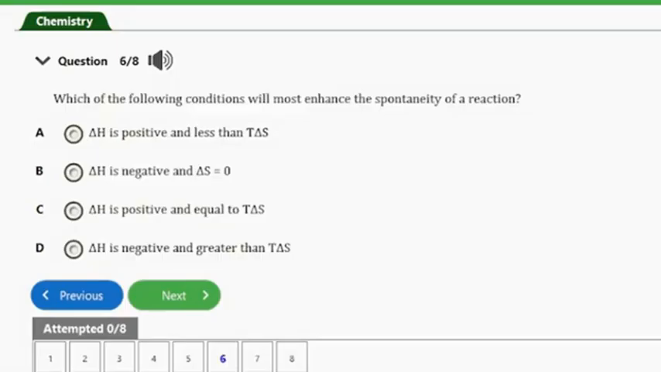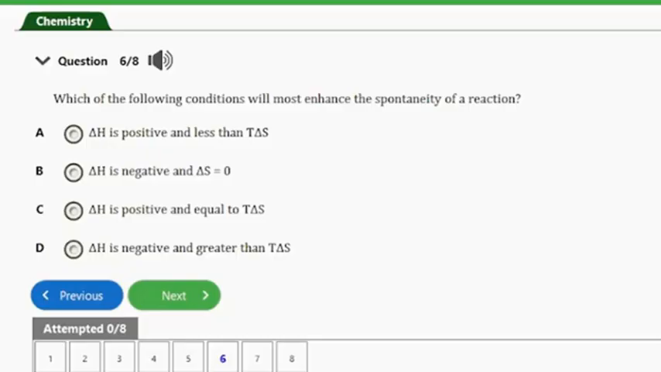So guys, the next question here will be question number 6. It says, which of the following conditions will most enhance the spontaneity of a reaction? A, delta H is positive and less than T delta S. B, delta H is negative and delta S is 0. C, delta H is positive and equal to T times delta S. And D, delta H is negative and greater than T delta S. So guys, the answer to this question here will be option D.